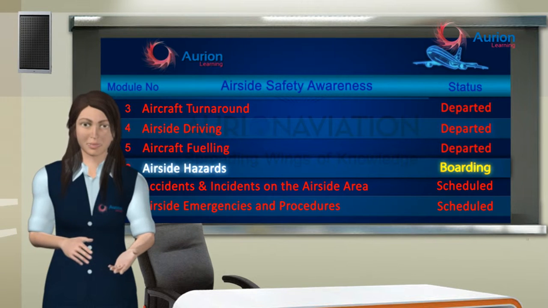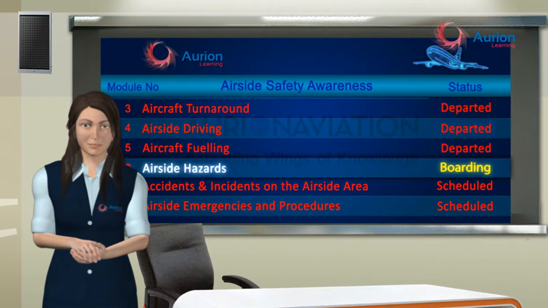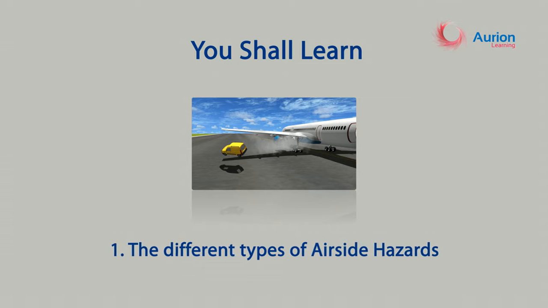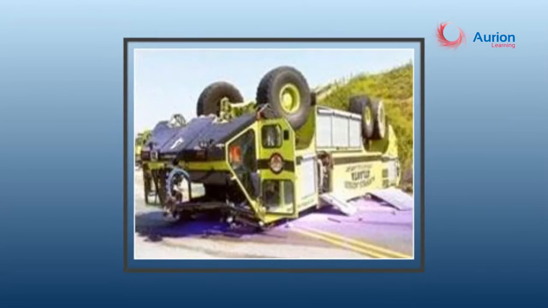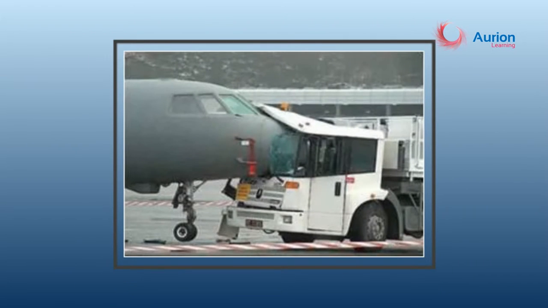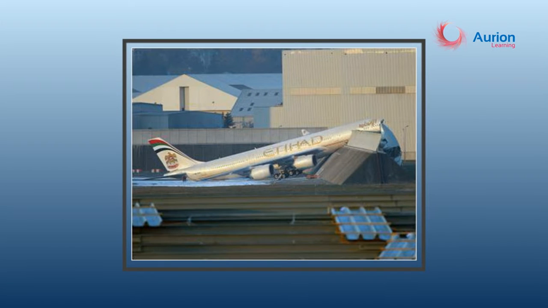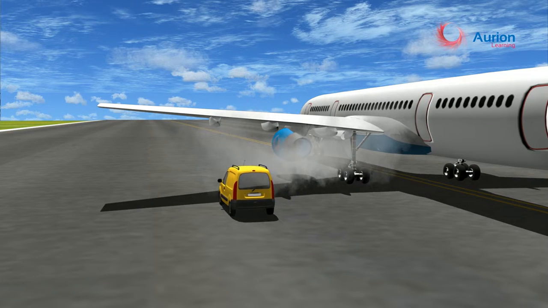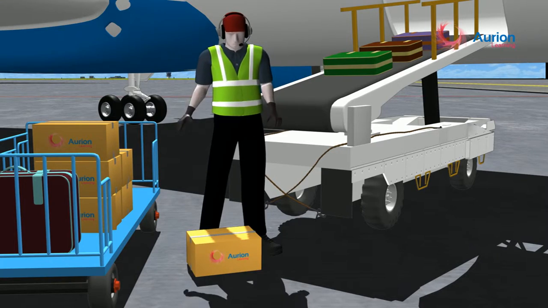Let us now begin with Module 6, Airside Hazards. In this module, you shall learn about the different types of airside hazards. What is a hazard? A hazard is a condition or situation that could result in or contribute to an undesirable outcome. While working on airside, we have to deal with aircraft hazards and other airside hazards.